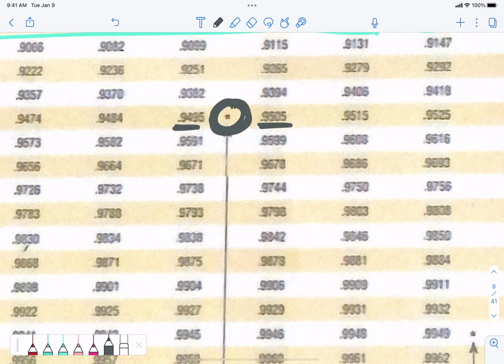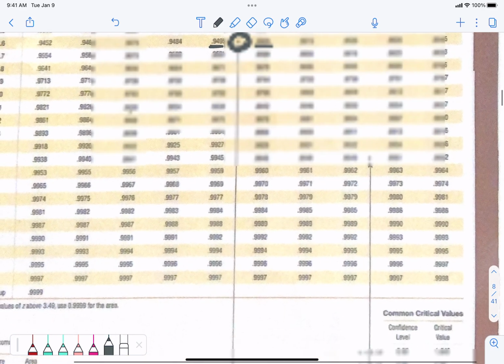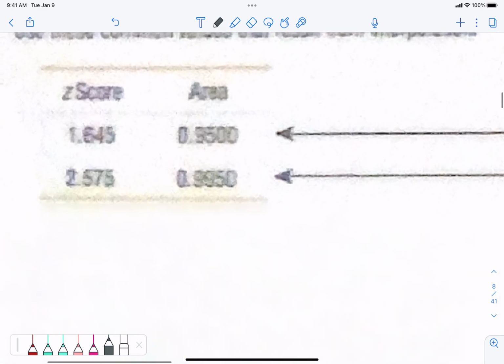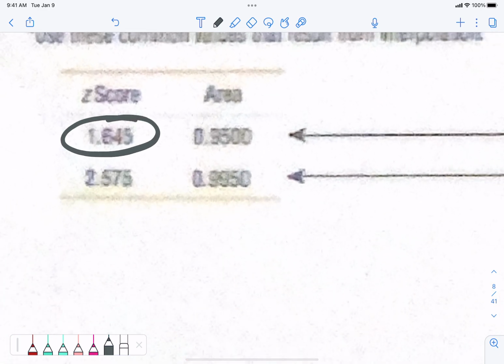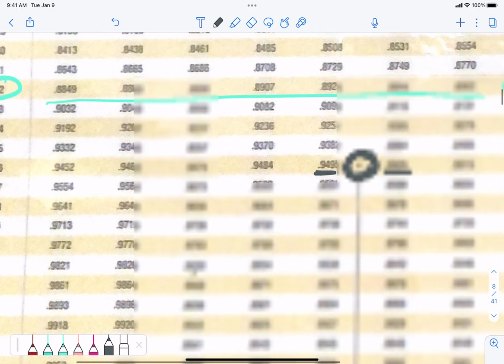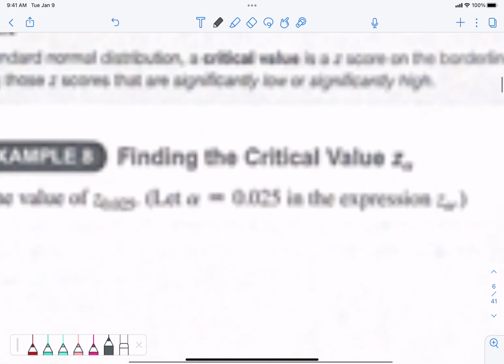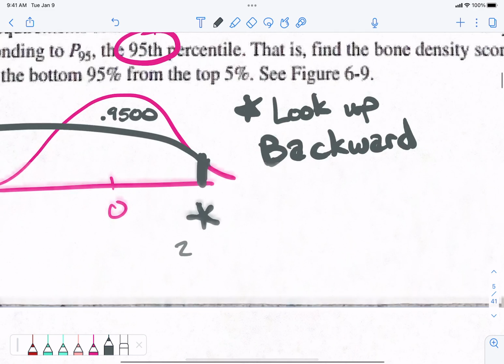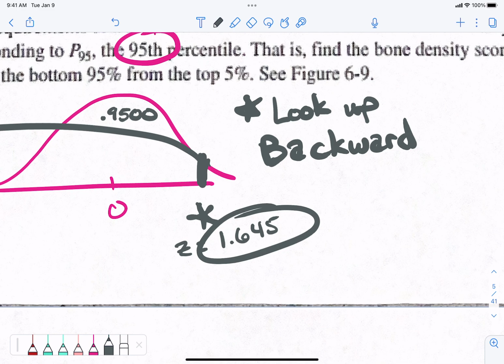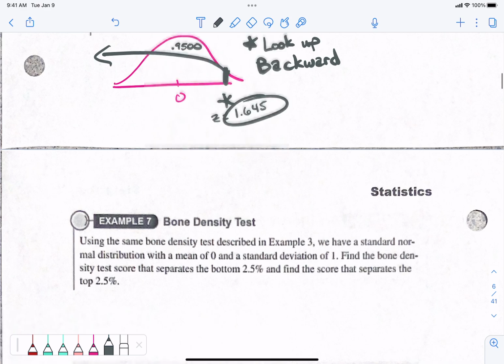So do you see this star right here in the middle on the chart? If you go all the way down, that has a z-score of 1.645. Okay, so this person in the 95th percentile is going to have a z-score of 1.645. That's what their bone density score would be. So when they give you the percentage, you have to look it up backwards in the chart. Does that make sense? Good? Happy with that? Okay, is this too hard yet? No. We're not doing too bad?